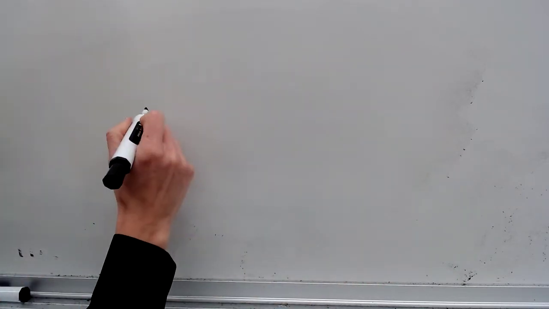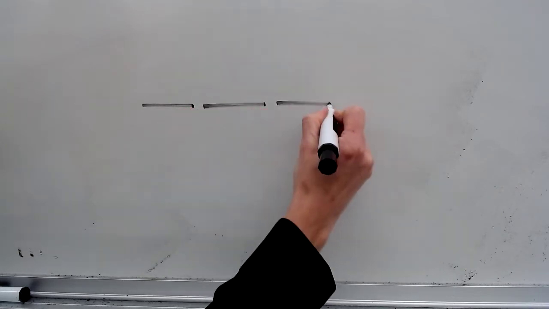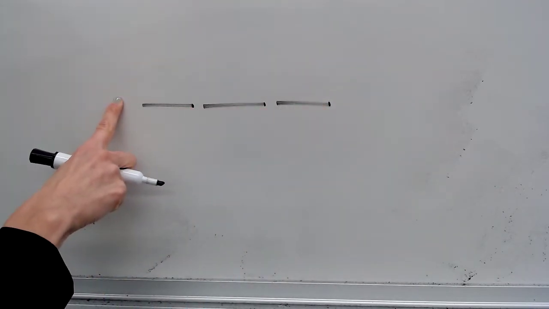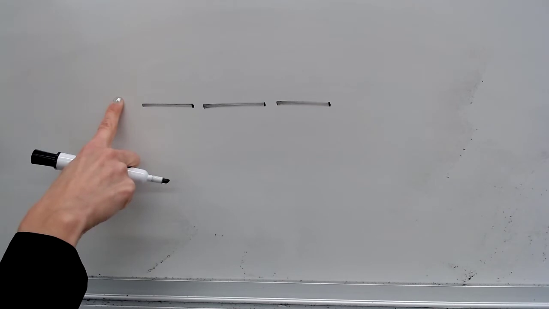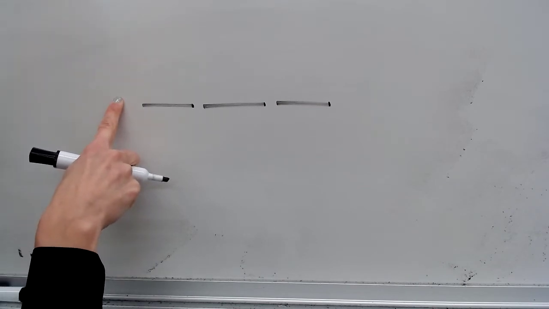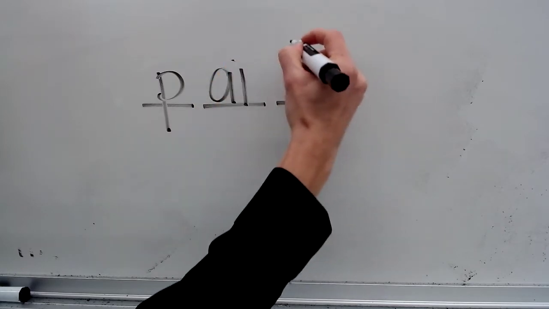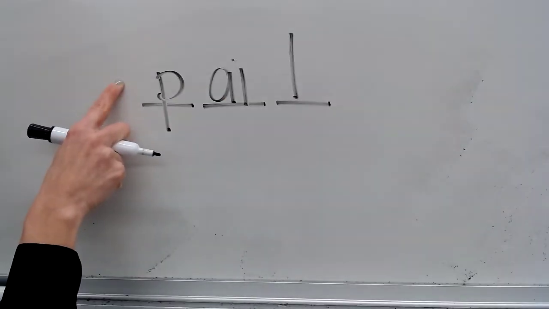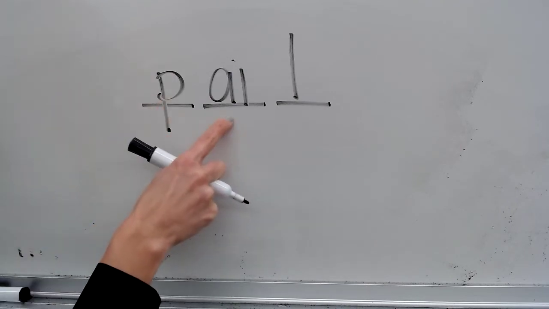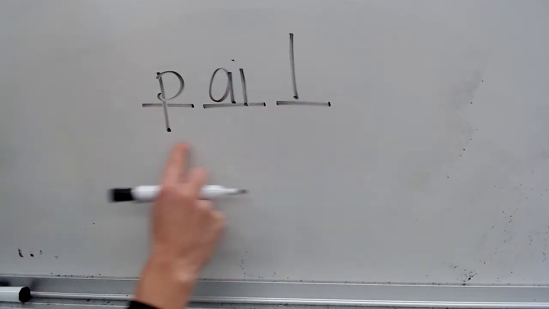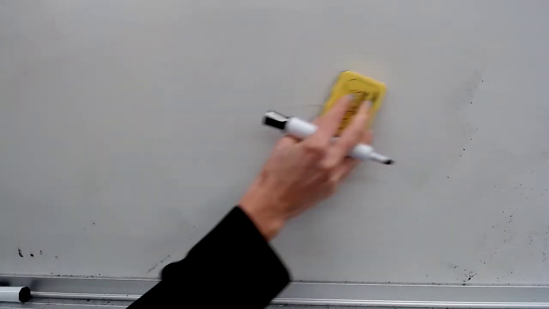All right. Your next word is pail. What word? Pail. Stretch the sounds you hear in pail. Write your sound spellings for pail. Check it. Spell pail. P-A-I-L. Word? Pail. Yes, pail.